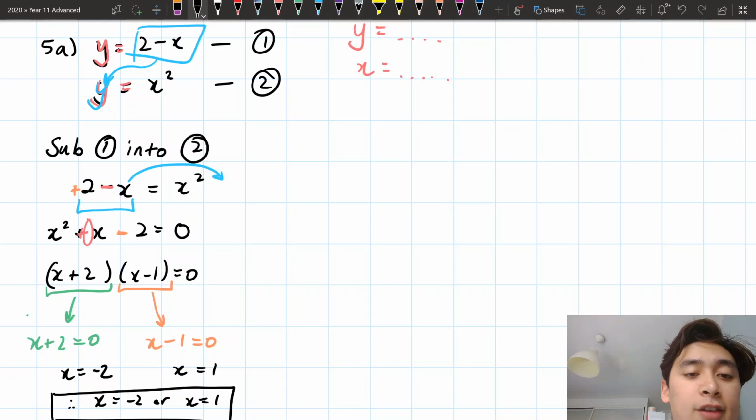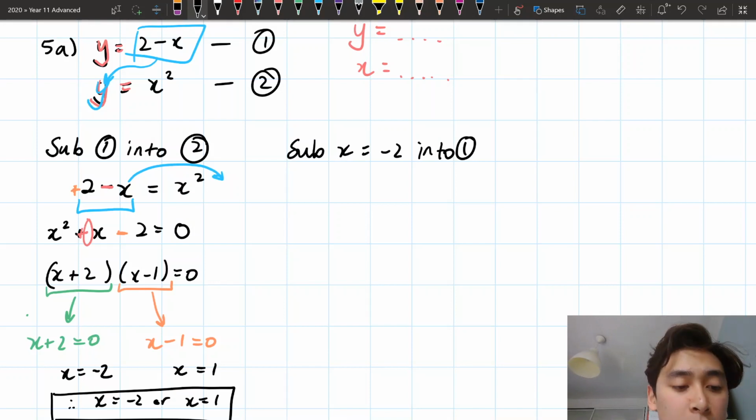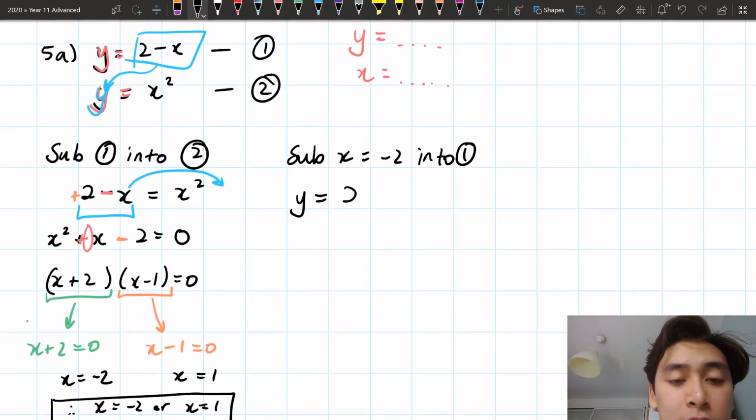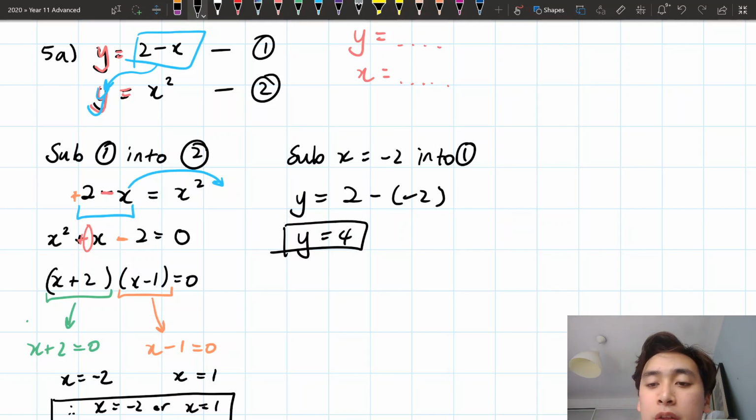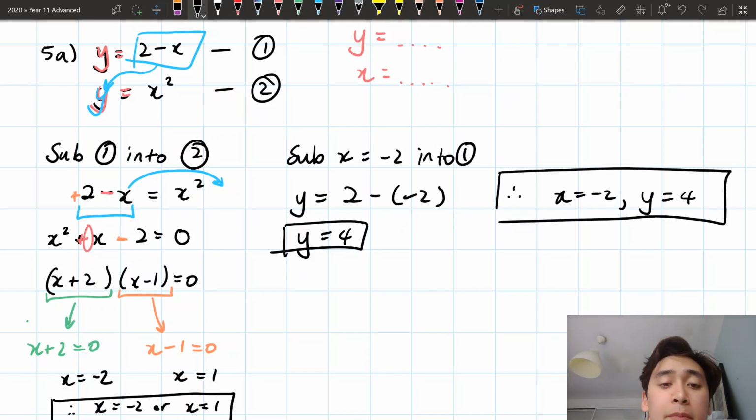So let's do that. I'm going to sub x is equal to minus 2 into 1. So when I substitute x is equal to minus 2 into equation number 1, I'm going to get y is equal to 2 minus negative 2. So y is equal to 4. And so we've got one set of solutions. So therefore, x is equal to negative 2 means that y is equal to 4. That's my first solution here.